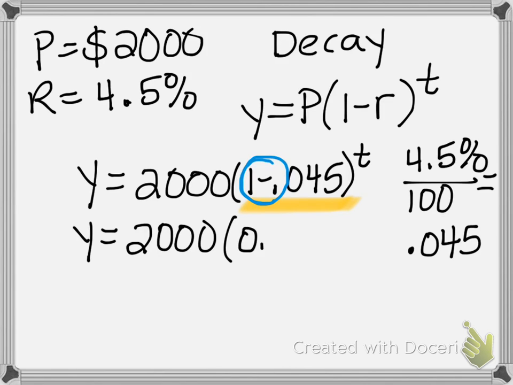this is going to be 0.955. If you don't want to put the 0, that's fine, because it's in front of the decimal, so it's not going to change anything. If you just put 0.955 or .955, that's fine. Alright, so that represents decay.